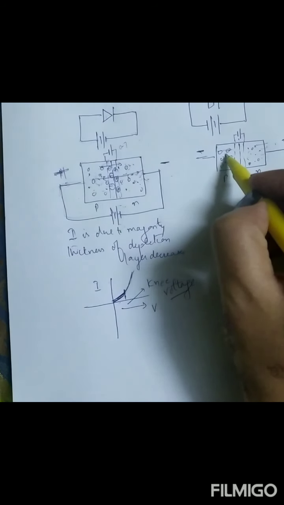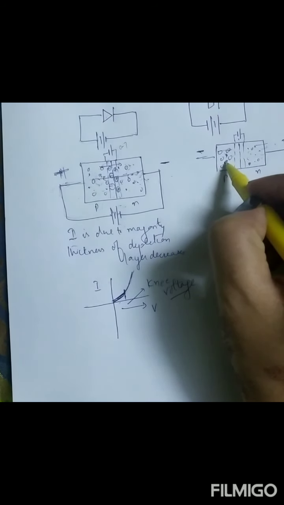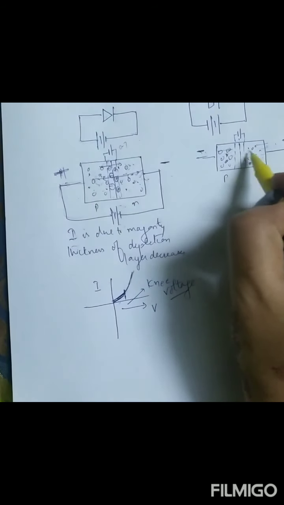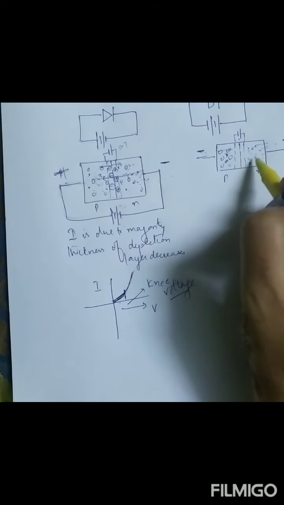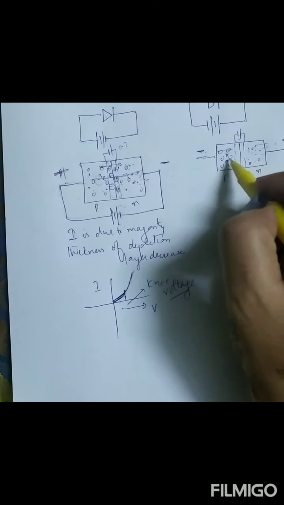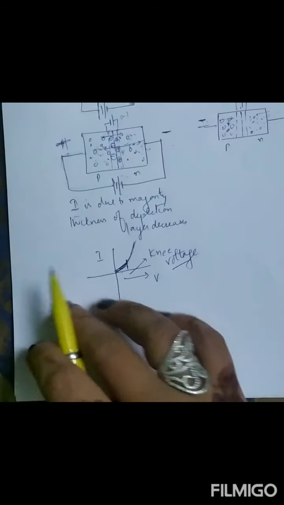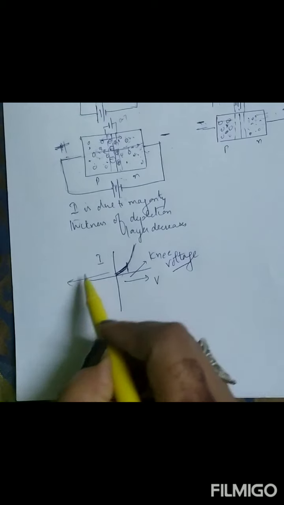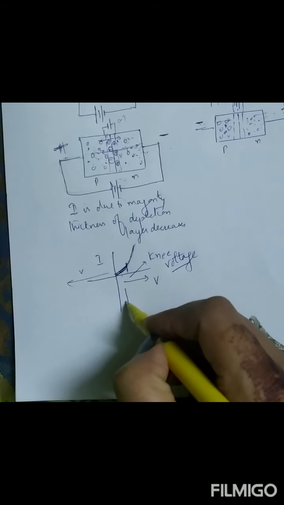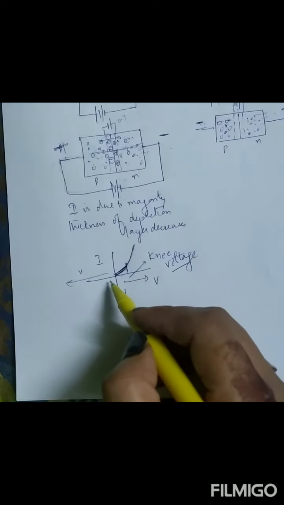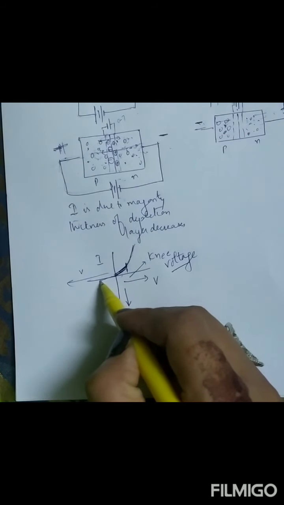But there are certain minority charge carriers, like electrons here. So this negative will repel the electrons, and this positive will repel the minority charge carriers, that is holes, from the N side towards each other. So they can cross, which means current is due to minority charge carriers, and that current is very, very weak. If you want to draw it on the graph, on the same graph in the reverse direction, when we apply voltage in the reverse direction, the current is also in the reverse direction. Initially the current is very, very small.